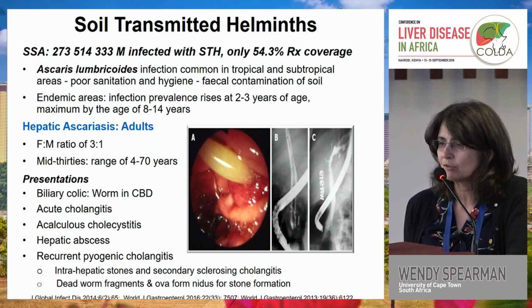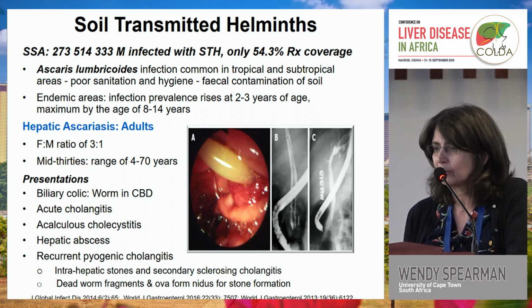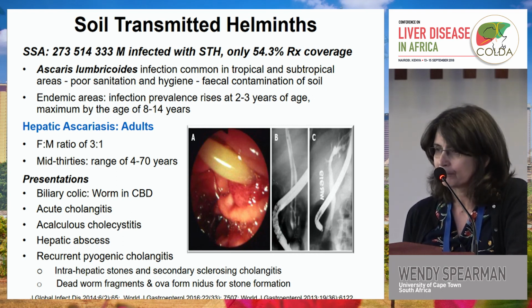You can get acute cholangitis, acute acalculous cholecystitis, liver abscesses, and then there's a very interesting entity of recurrent pyogenic cholangitis, which has been reported from South African children, where you have intrahepatic stones and secondary sclerosing cholangitis, eventually leading to biliary cirrhosis. And it's thought that dead worm fragments and ova form a nidus for stone formation.